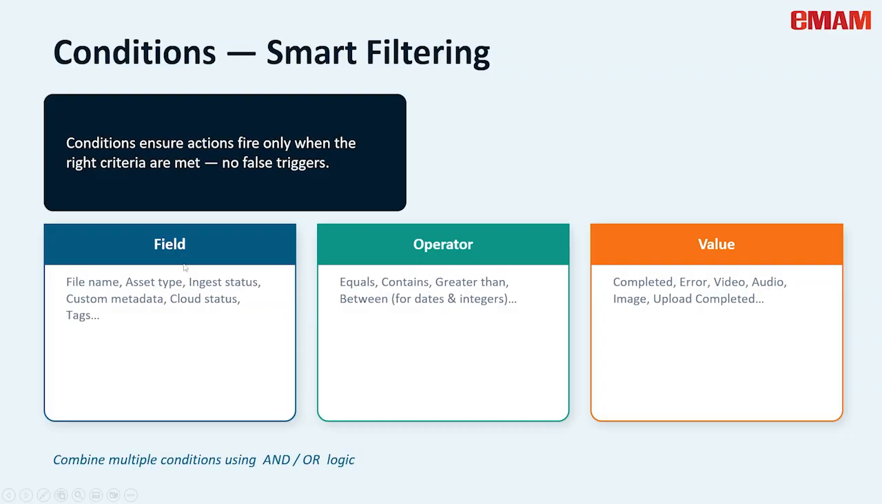You define conditions using 3 parts: a field like file name, asset type, ingest status, etc. An operator: equals, contains, greater than, or between for dates and numbers. And a value. It can be like completed, video, upload completed, and so on. The real power here is that you can combine multiple conditions using AND or OR logic. So you can be really precise about when a workflow should or should not fire.